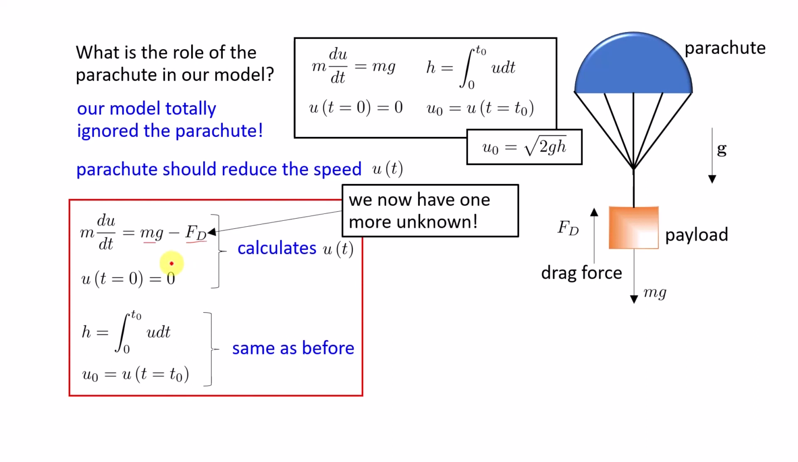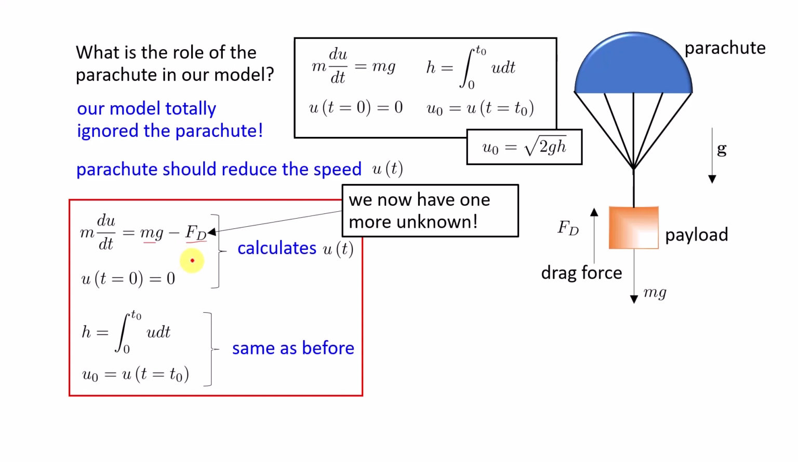Now the problem is that this new model has one additional unknown. So to solve this differential equation for U, we have to know Fd, but we don't know Fd yet. So what do we do then? Well, we can do many things and we'll not discuss everything here. That belongs in a course on fluid mechanics.